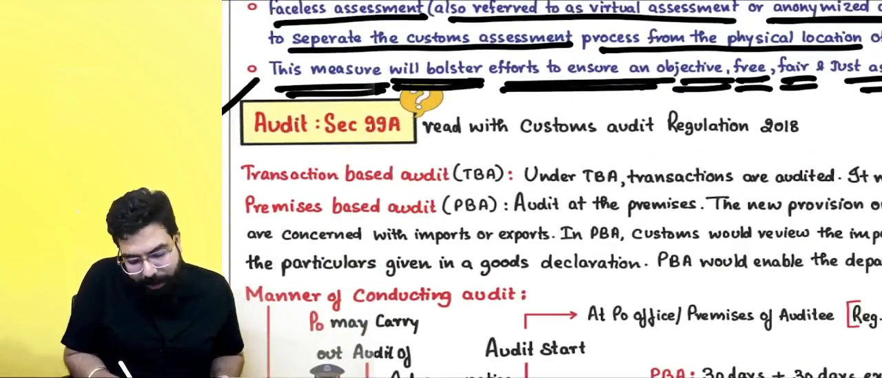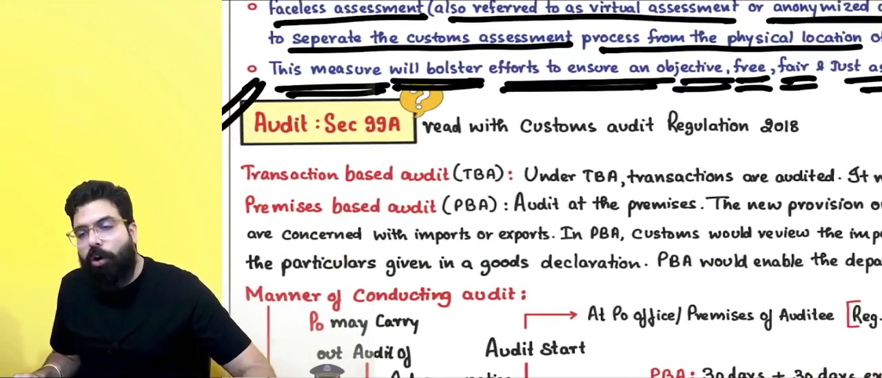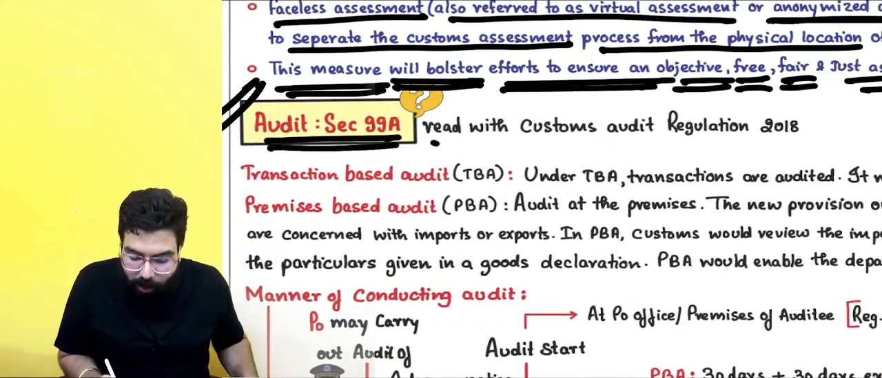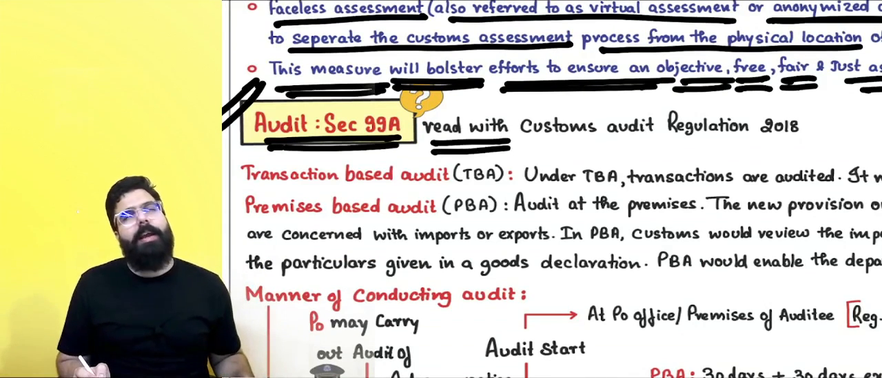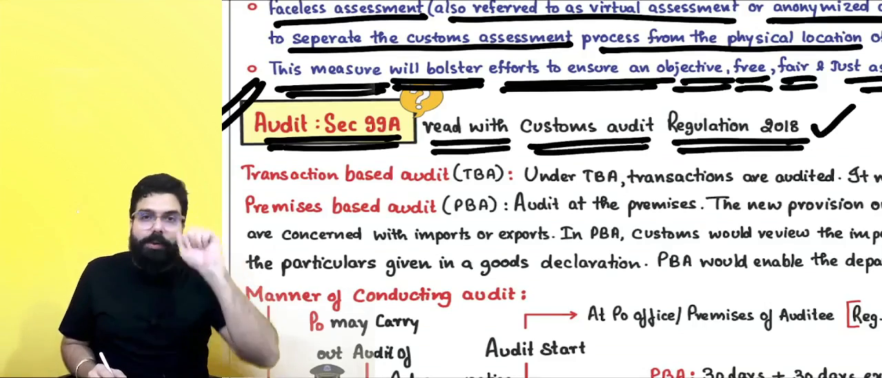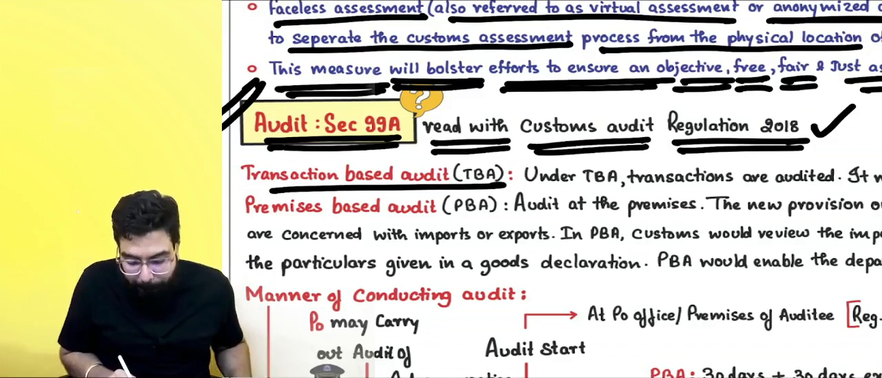The next one over here is audit. They can go ahead and ask you a small question. Write a short note on audit. Audit, section number 99A, read with Custom Audit Regulation 2018. There are two types of audits in custom. One is transaction based audit, one is premises based audit.